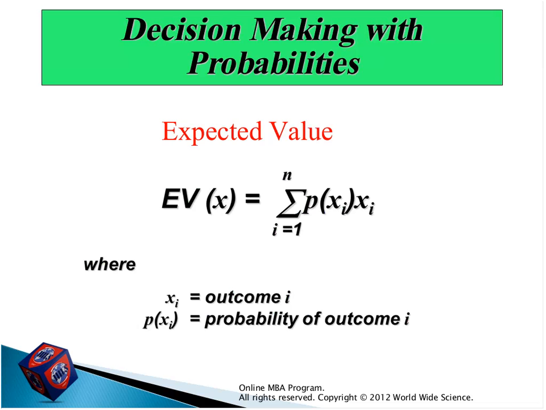EV is abbreviated for expected value, like WS is abbreviated for Walaikum Assalam. Okay? By use of this formula, this formula is only used when you can estimate or determine probability.